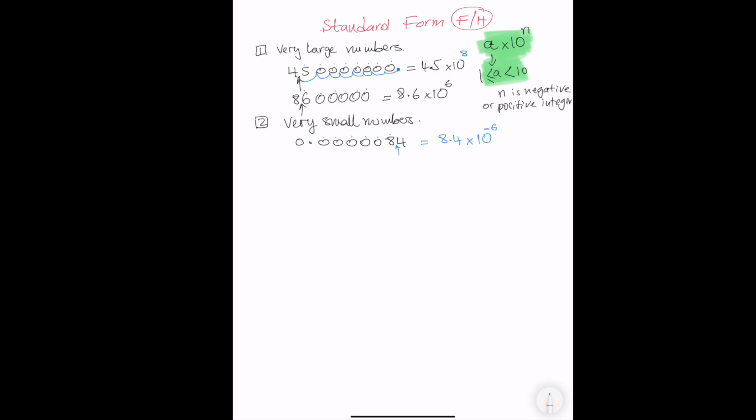So when you have very small numbers, the power will be negative, and for very large numbers, the power is positive. And let's do another example to consolidate, to help you understand this question better. So let's say 0.000578. So this will be 5.78 multiplied by 10 to the power of 1, 2, 3, 4, minus 4. Okay then? Well done.